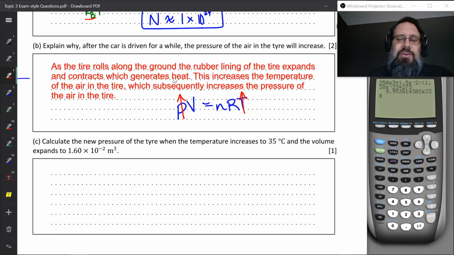Part C, calculate the new pressure of the tire when the temperature increases to 35 Celsius and the volume expands to 1.6 times 10 to the negative 2. So they're also saying that in addition to getting a little bit of increased pressure, we're also getting an increased volume. So the volume is not held constant, and that's perfectly fine. There's nothing wrong with that.